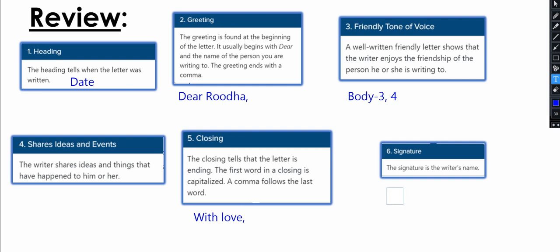If I'm typing on my laptop, I will write my name like that, right? Then when I print the paper, I will take a pen and write my signature. So this will be a signature. If you're writing your letter with a pen or pencil, you just write your signature. Signature means something like that. This is not my signature, but it's something like that. Okay? So these are the features of a friendly letter.